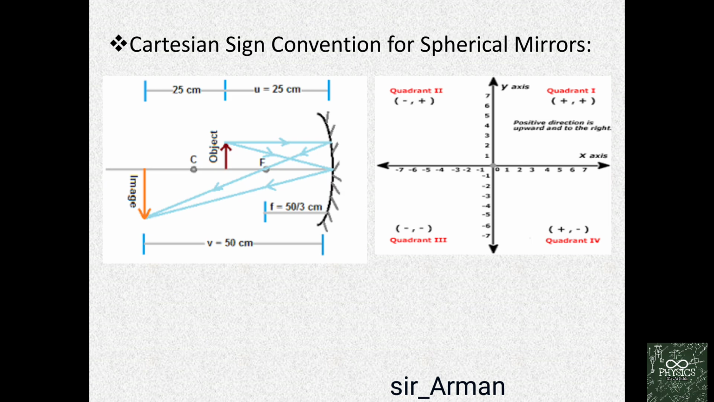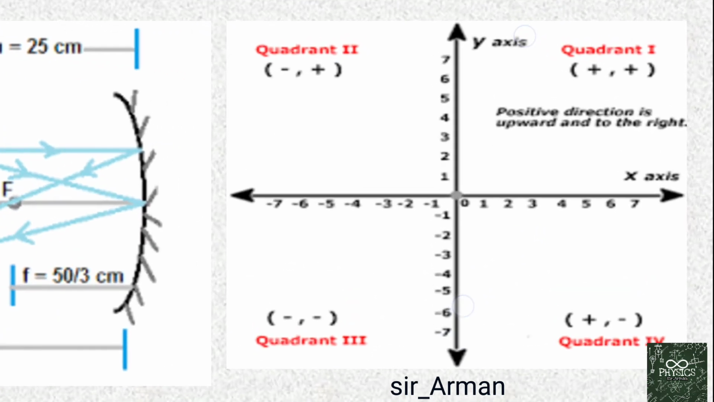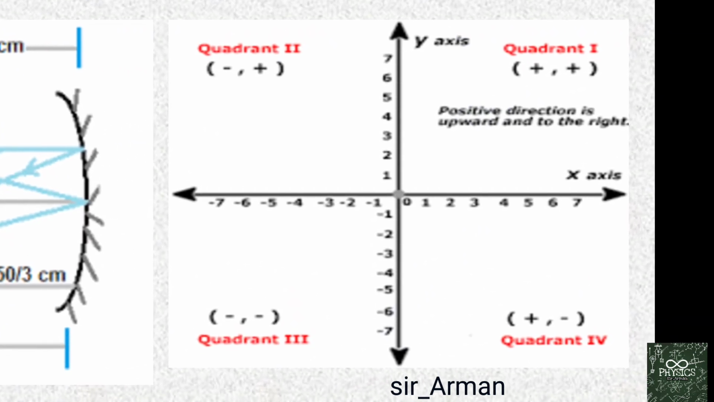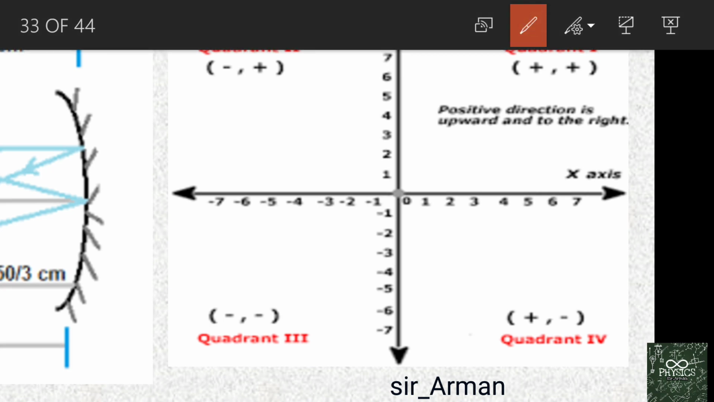So Cartesian sign convention. Cartesian means you are very familiar with the Cartesian coordinate system, right? So simply that we will use. And convention means it is simply for our convenience. The scientists have decided some rules, and we have to follow them when we are using the mirror formula, right? And that mirror formula we will derive in the next lecture.